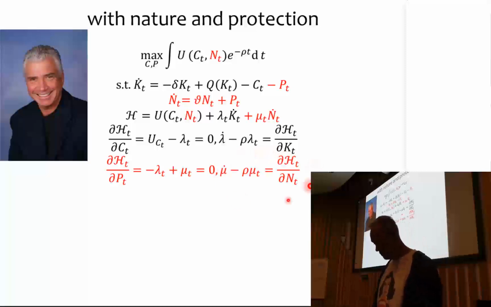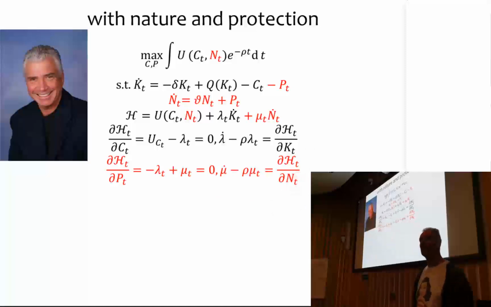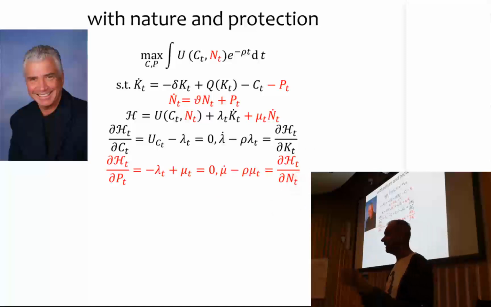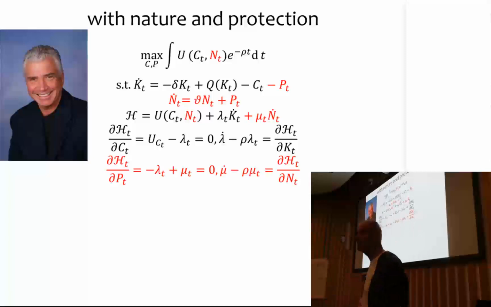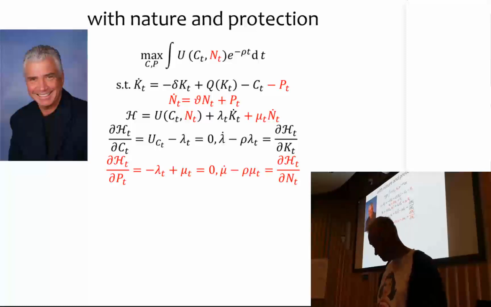And then we have this awkward differential equation that mu dot minus rho mu is equal to the first partial derivative of the Hamiltonian to the environment stock. But again, we're gonna ignore that, right? So yeah, that first order condition is there, but we're not gonna use it. We're just gonna use the static first order conditions.